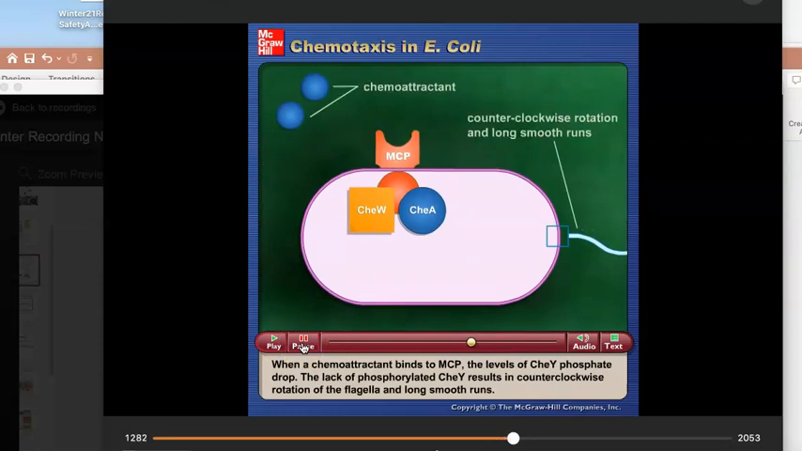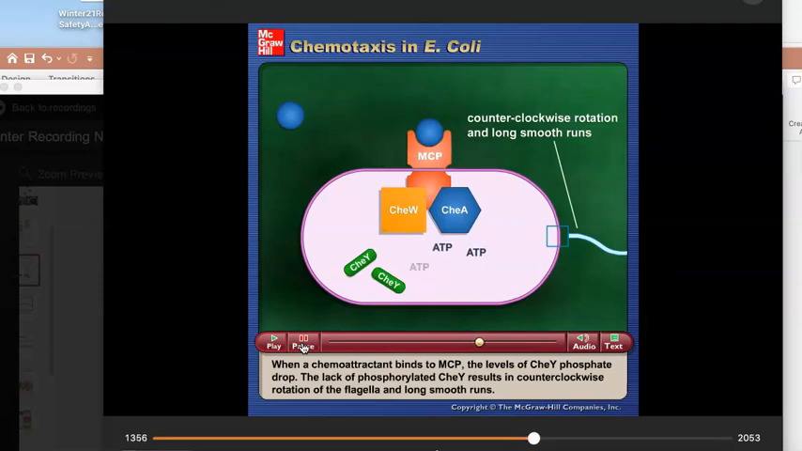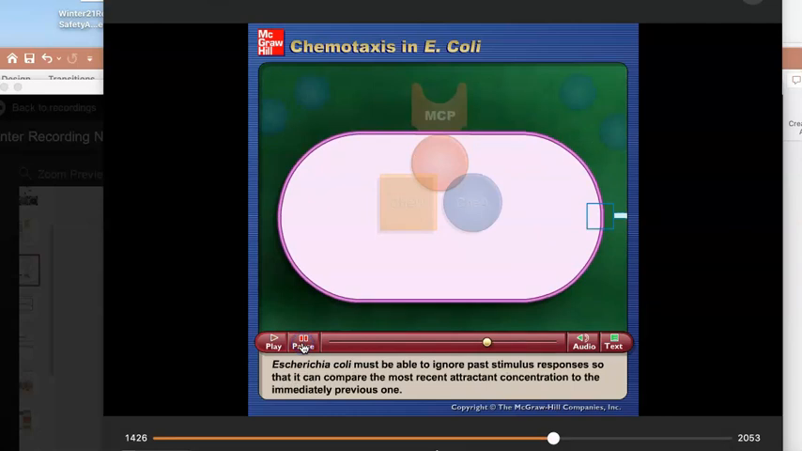So now what happens when a chemoattractant binds? Chemoattractant binds. CheA is not very good at autophosphorylating under this circumstance. And as a result, there's not as much CheY phosphate coming over to tell the flagellum to rotate clockwise. There's a much greater frequency of counterclockwise rotation. So the microbe actually starts going straight for longer runs.